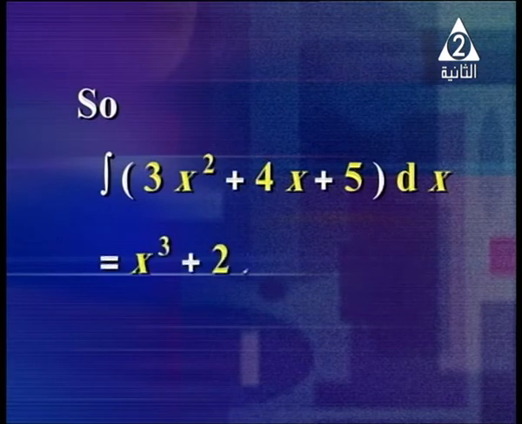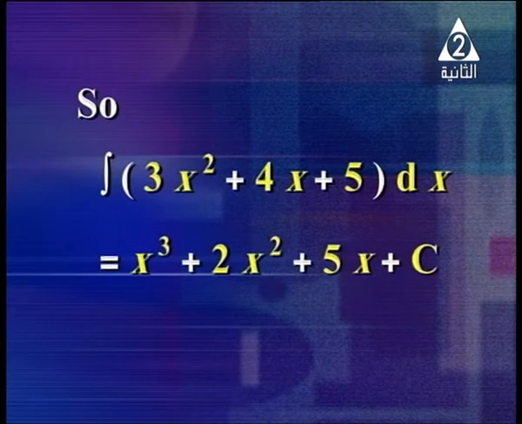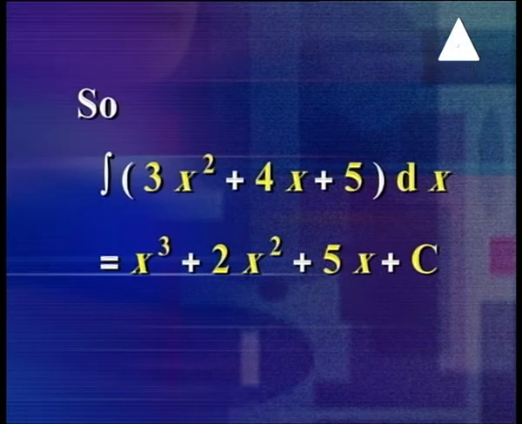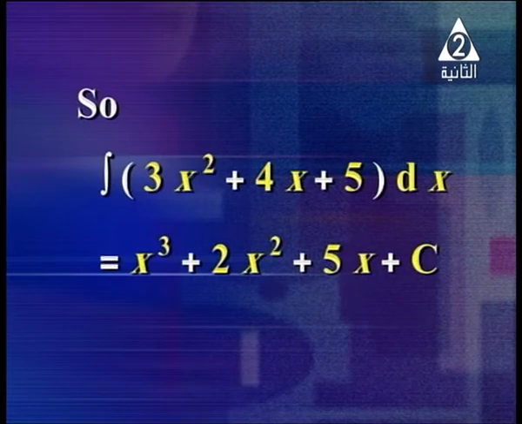So look at the integration of the function 3x squared plus 4x plus 5 dx by using the definition. 3x power 3 over 3 equals x power 3, 4x power 2 over 2 equals 2x power 2. Integration of the constant 5 is 5x plus c, where c is the constant of integration.